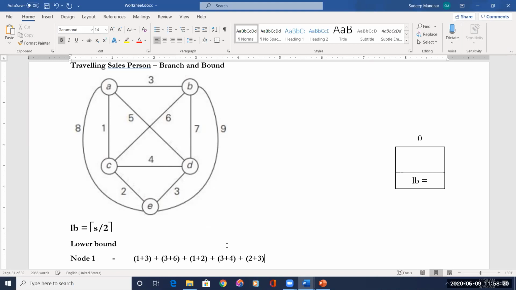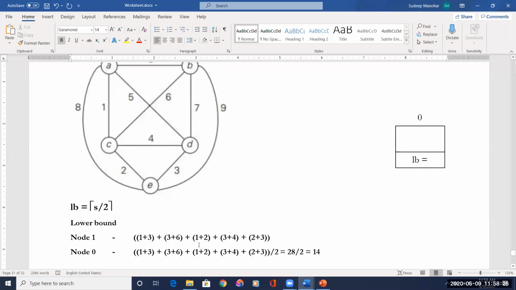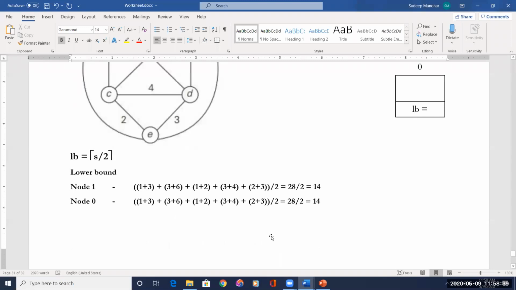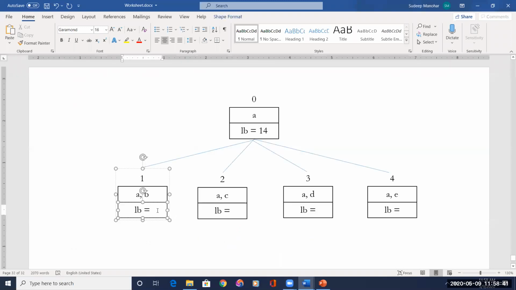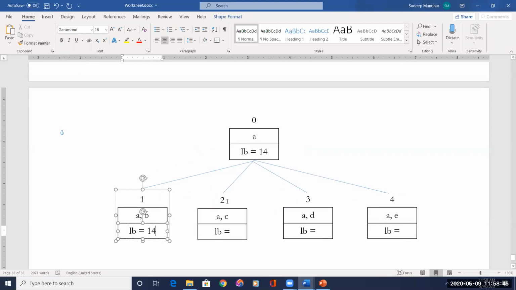I think we get the same result as that of the previous node, because there is no change in this. 1, 3, 3, 6, 1, 2, 3, 4, 2. Yes, we'll get the same result. The result is 28 by 2, is equal to 14. Node number 1 is 14. Lower bound is 14. Next, we have to consider node number 2.